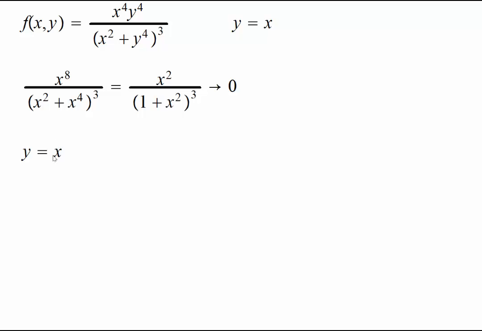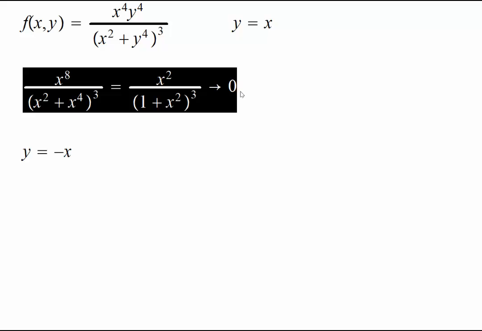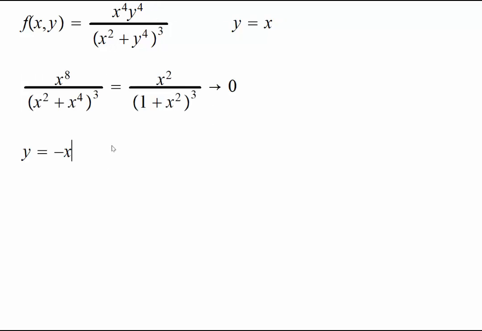And if we do that, I don't think it's going to change anything. Still, it will go to 0, right? Because this is just an even function. So let's try, say, y equals x squared. Okay, so here we got y equals x squared.